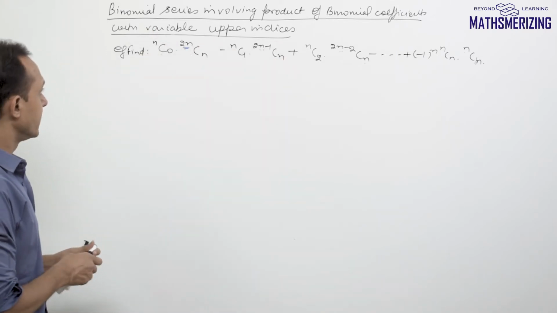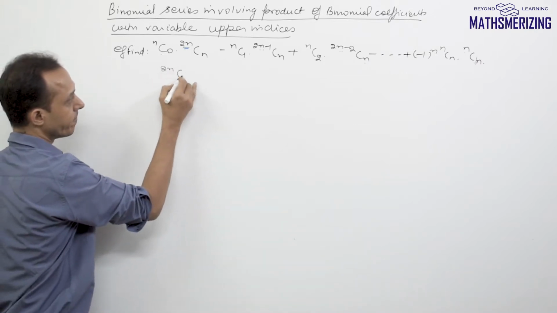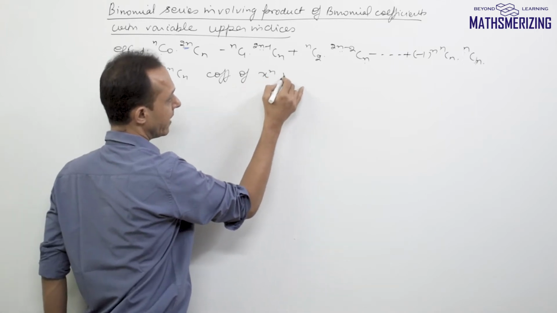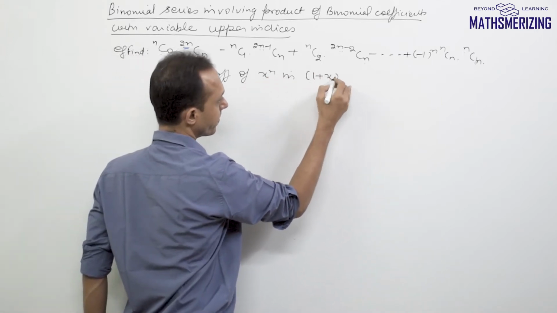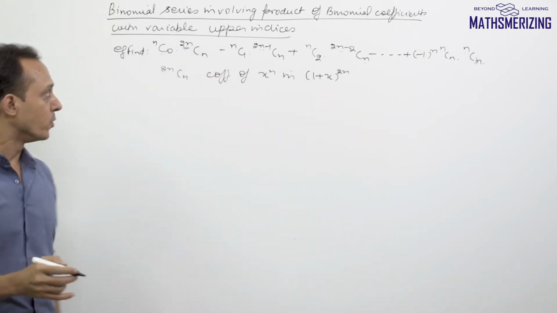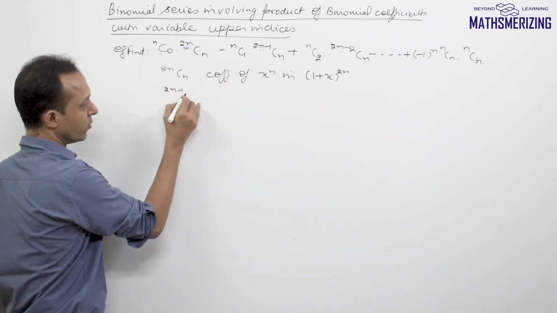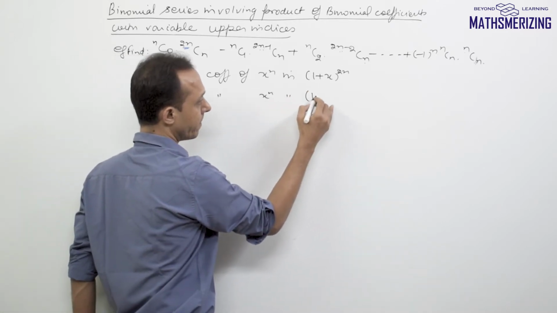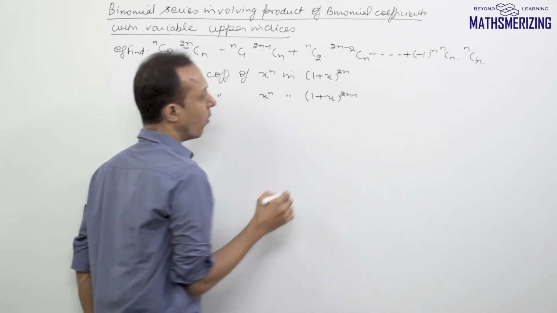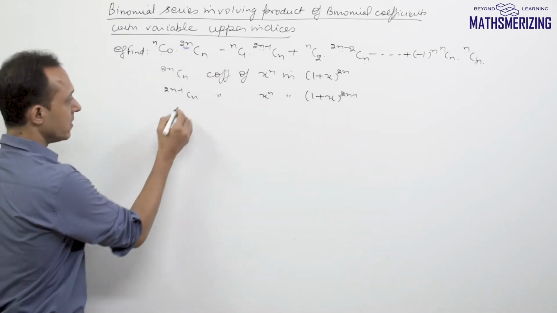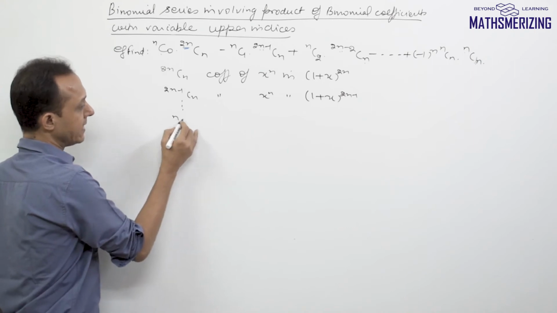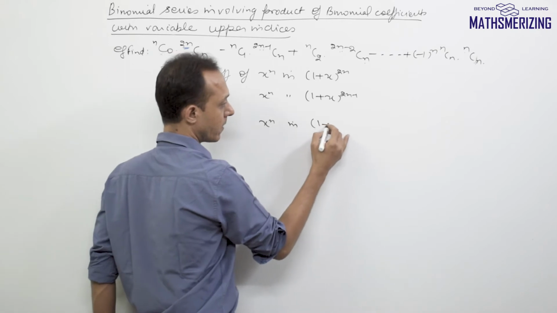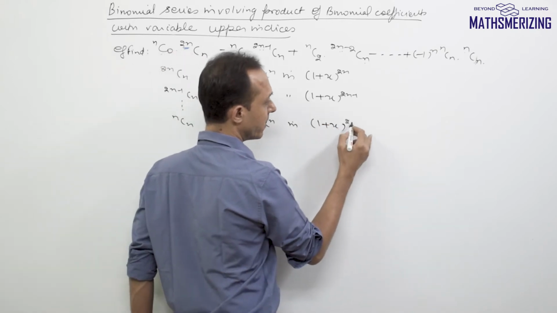So what I can say is this 2nCn is the coefficient of x to the power n in the expansion of (1 plus x) to the power 2n. In the same way, 2n minus 1Cn is the coefficient of x to the power n in (1 plus x) to the power 2n minus 1. So finally I can say this nCn is the coefficient of x to the power n in (1 plus x) to the power n.